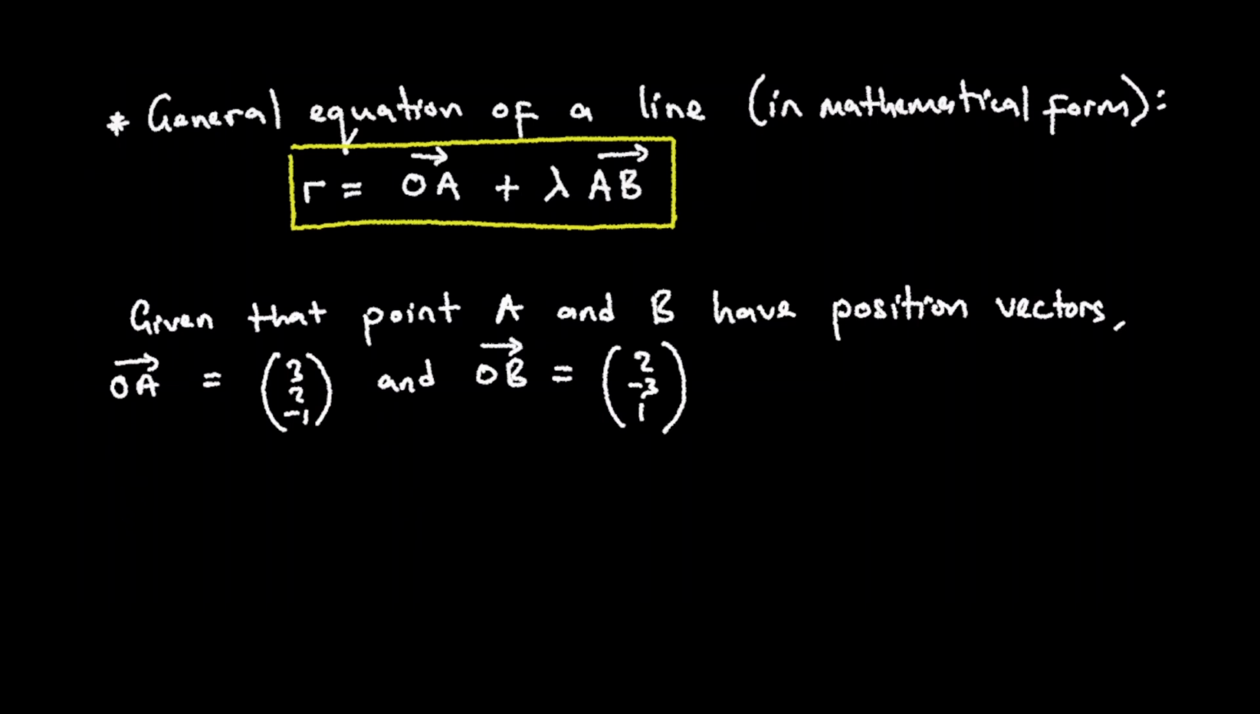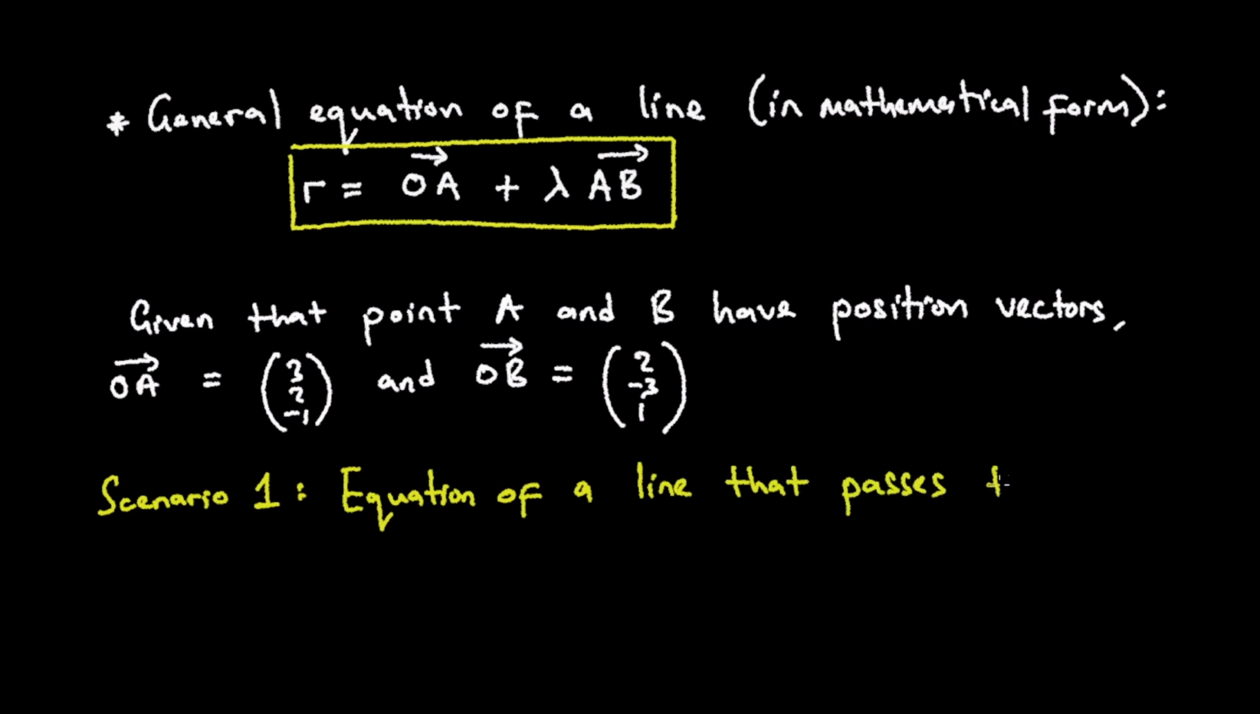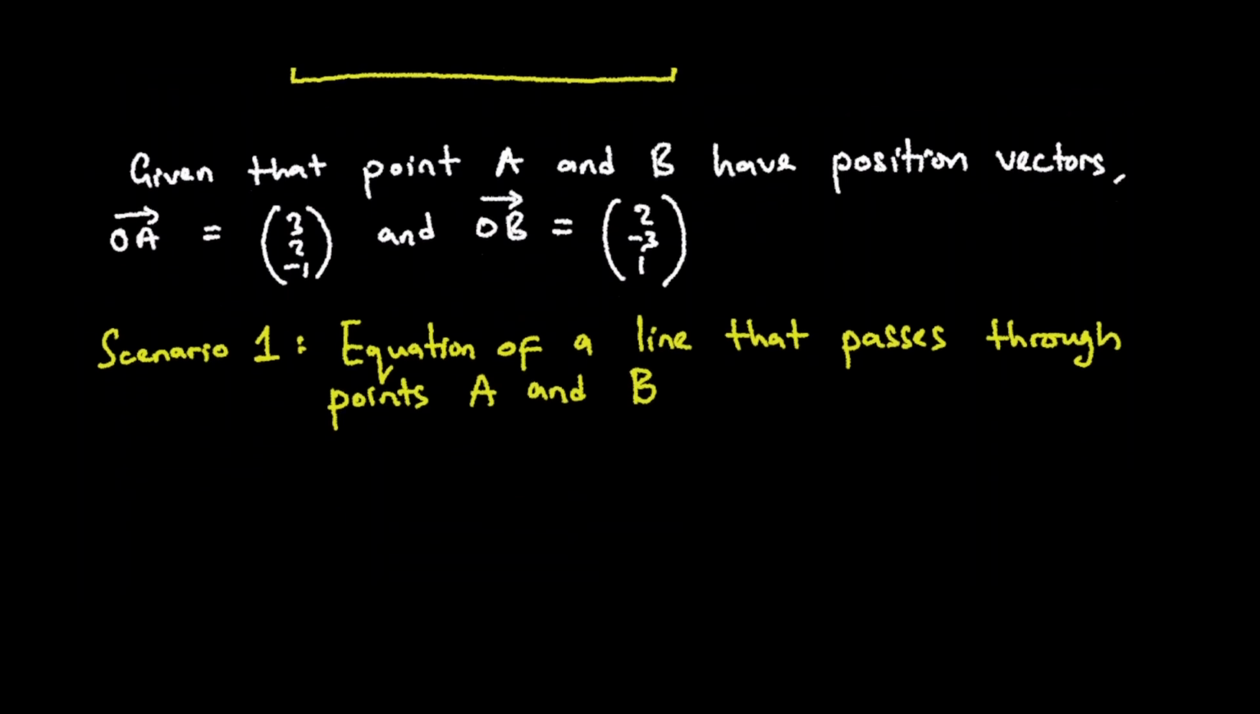Scenario 1. What is scenario 1? We want to find the equation of a line that passes through the points A and B. So how do we find the equation of a line that passes through the points A and B?